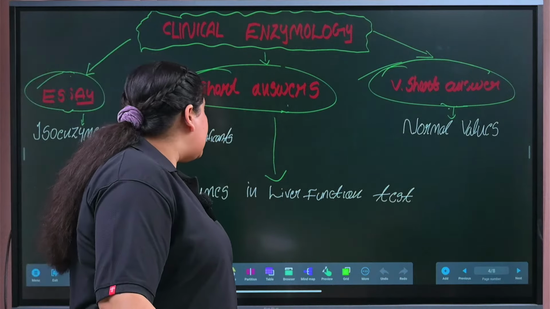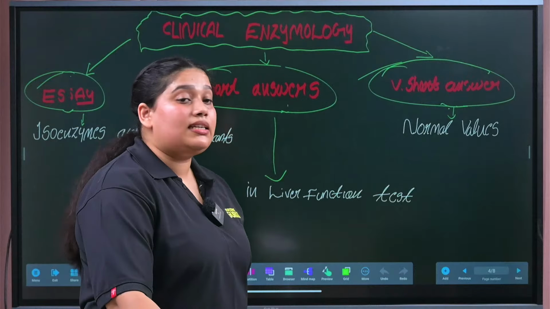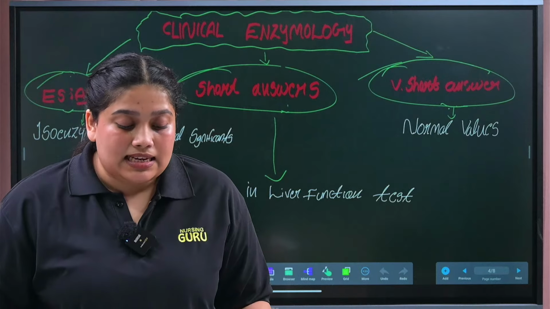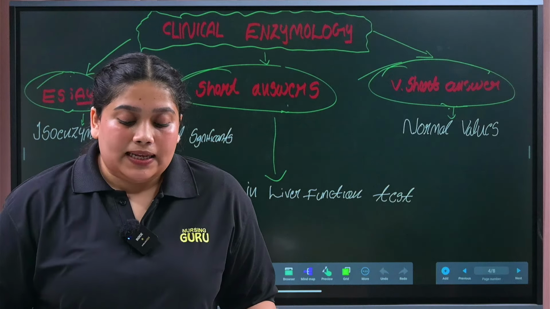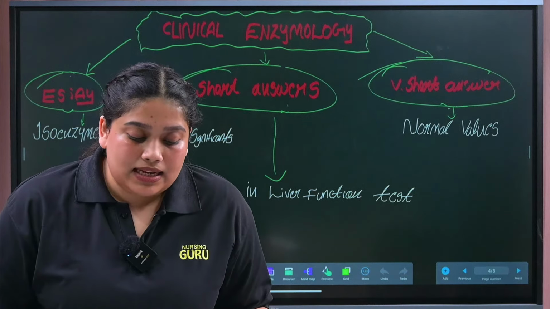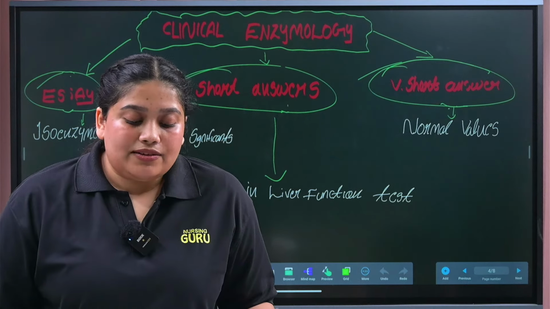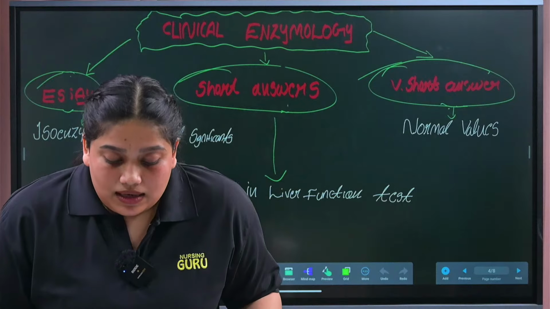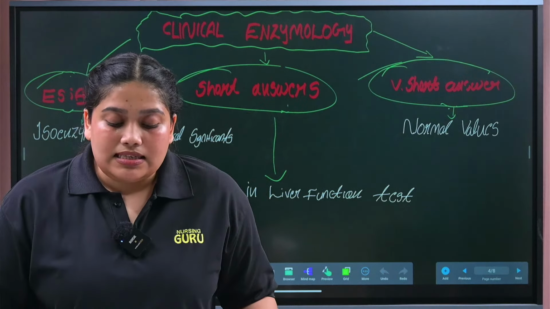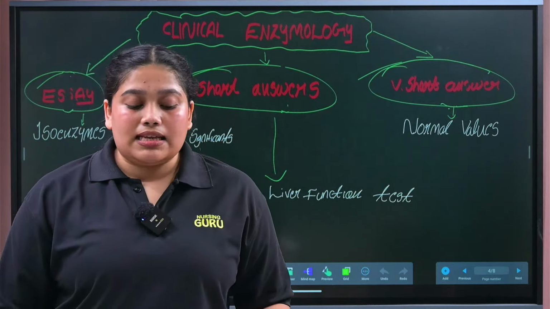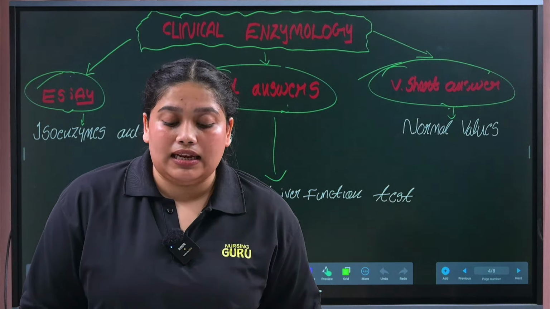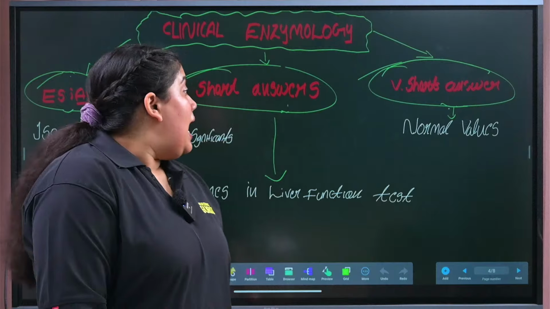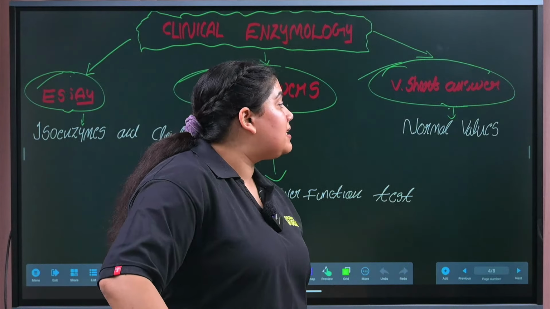We'll move on to the short answer, that is enzymes in the liver function test. So you have to write what is a liver function test and the enzymes. Mainly the enzymes are alanine transaminase, aspartate transaminase, alkaline phosphatase, albumin and total protein, bilirubin, gamma globulins, lactate dehydrogenase, prothrombin time. Okay, so these are the tests involved in a liver function test that you have to write for your examination. Clear?